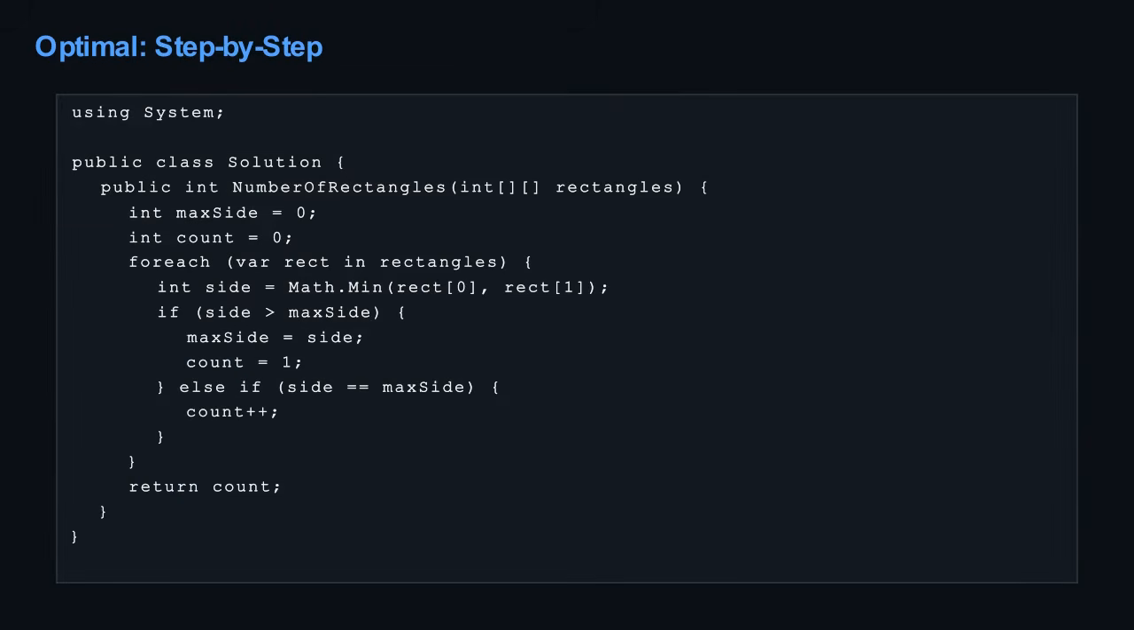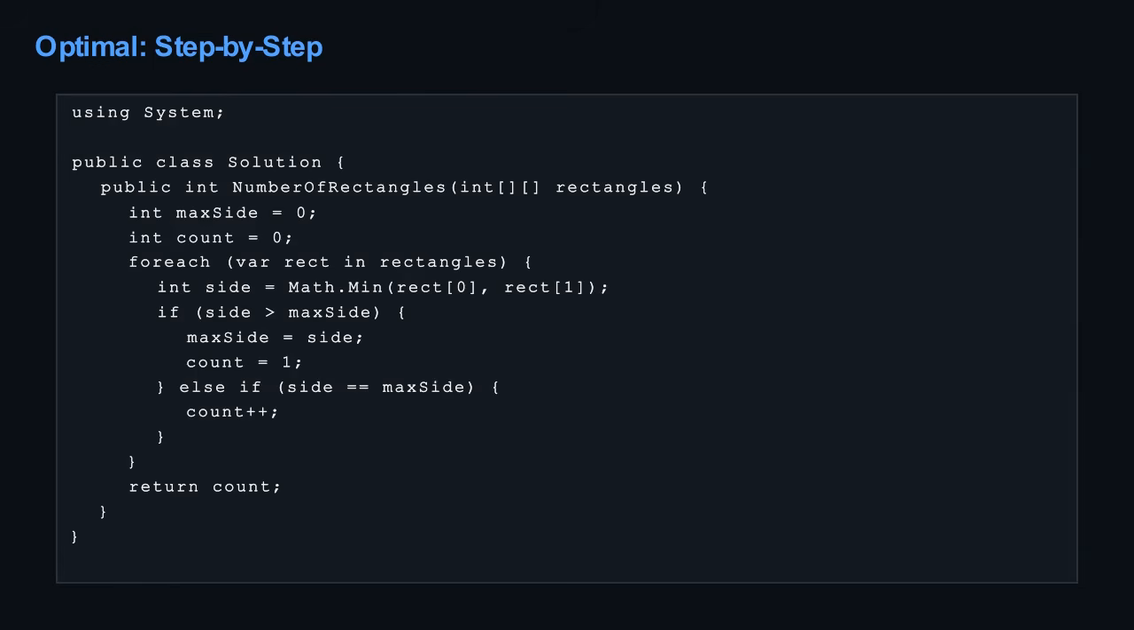Let's trace this with our example, rectangles [5, 8], [3, 9], [5, 12], and [16, 5]. We initialize our maximum side to 0 and an empty dictionary. First, rectangle [5, 8], minimum is 5. We update our dictionary to store 5 with a count of 1 and our maximum side becomes 5. Next, [3, 9], minimum is 3. Dictionary now has 3 with count 1. Max side remains 5. For [5, 12], minimum is 5.